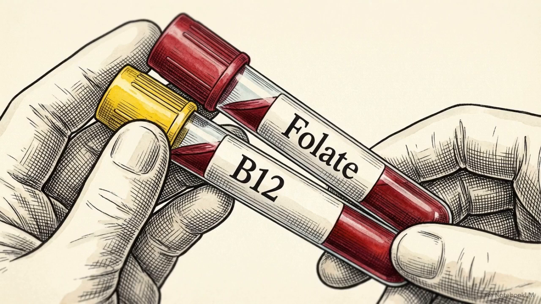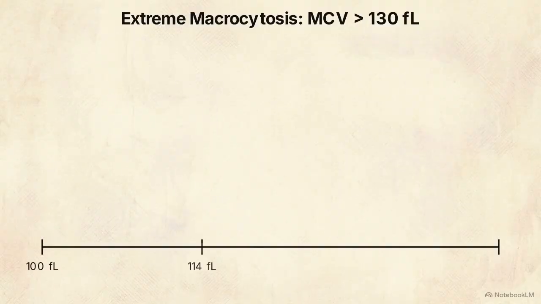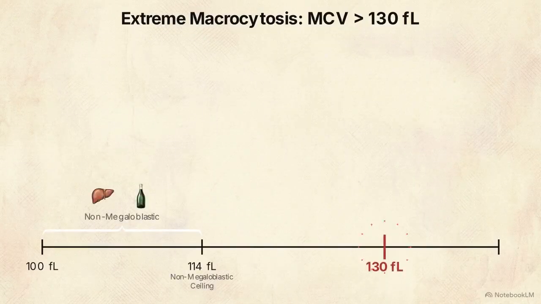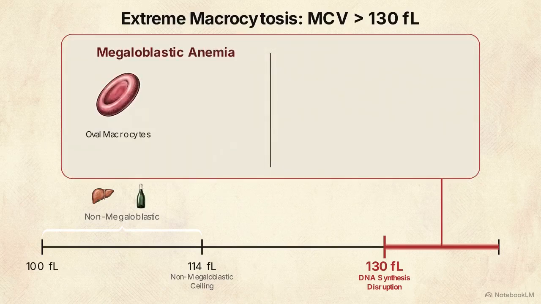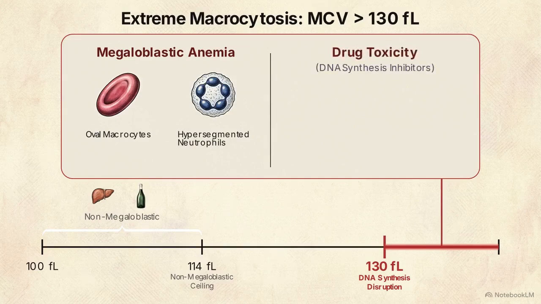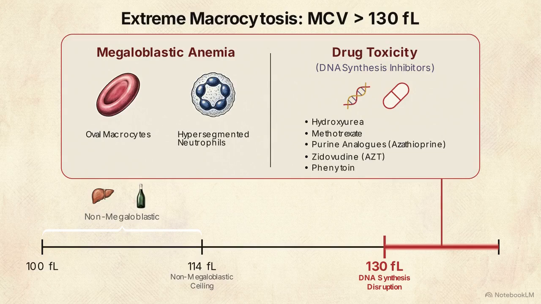secondary deficiency. The diagnostic algorithm has one final extreme threshold, the 130 femtoliter mark. An MCV exceeding 130 femtoliters almost exclusively narrows the differential down to frank megaloblastic anemia, or severe toxicity from drugs that directly interfere with DNA synthesis.